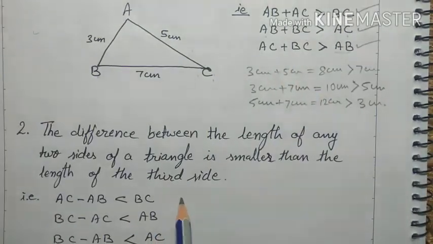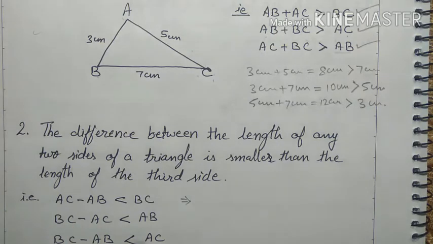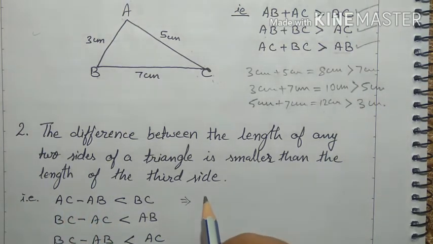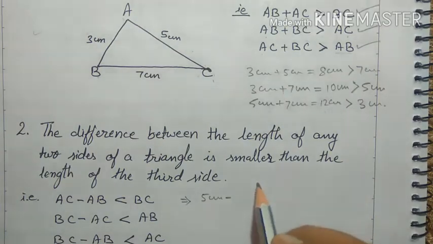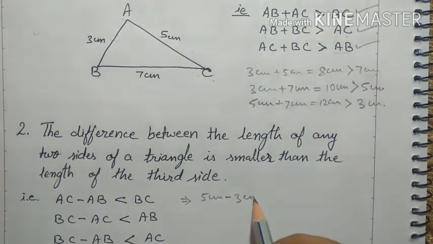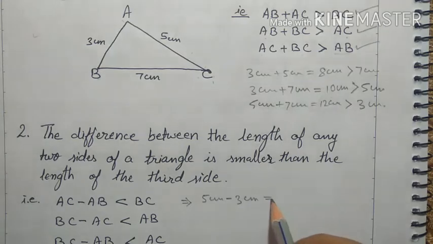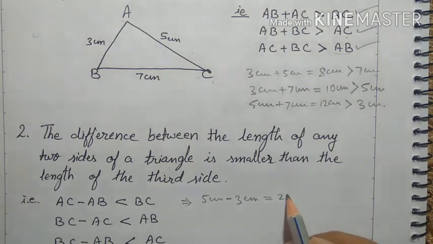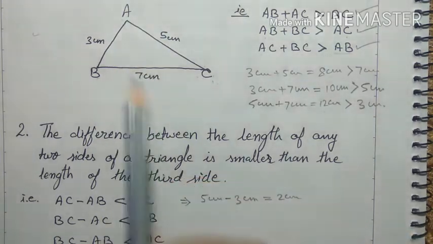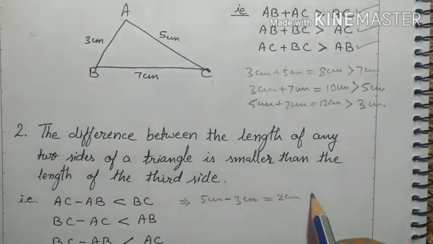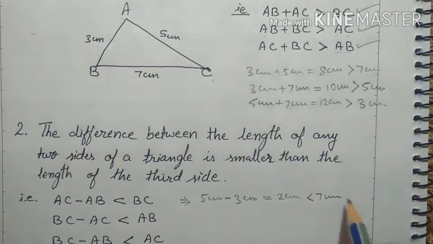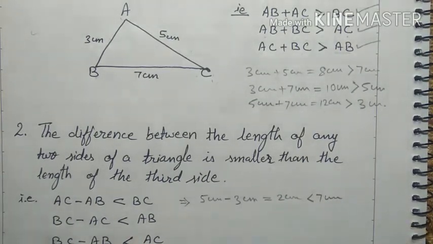So we'll check this. What is AC minus AB? AC is 5 centimeter minus AB is 3 centimeter. So the result is 2 centimeter. And we know that this 2 centimeter is smaller than BC. BC is 7 centimeter, so it is smaller than 7 centimeter. So this is also true.